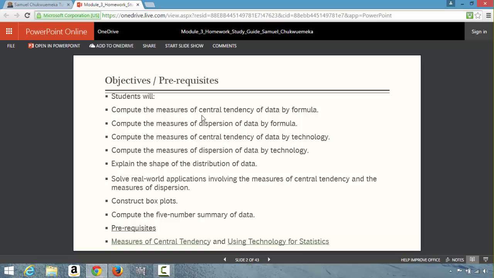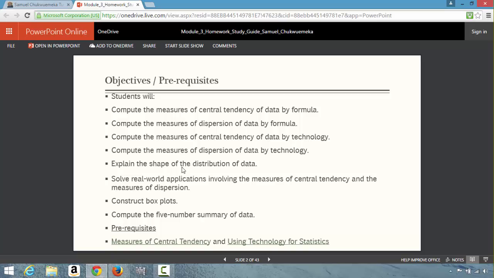So we shall compute the measures of center. We shall compute by formula. We shall compute the measures of dispersion by formula. We shall also compute the measures of center by technology. We shall also compute the measures of variability or measures of spread by technology. The technology we shall use is the StatCrunch.